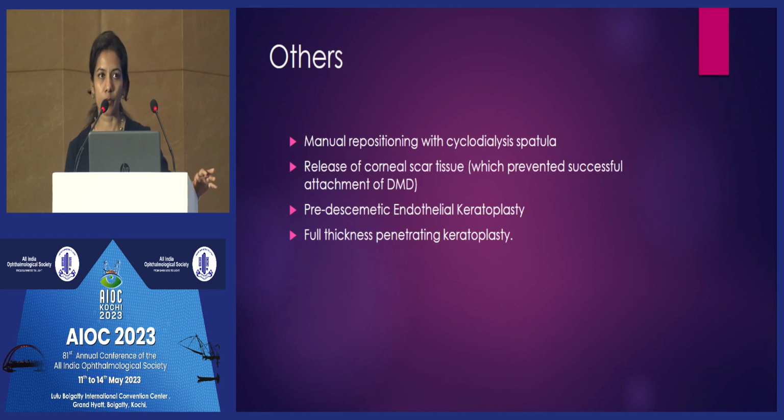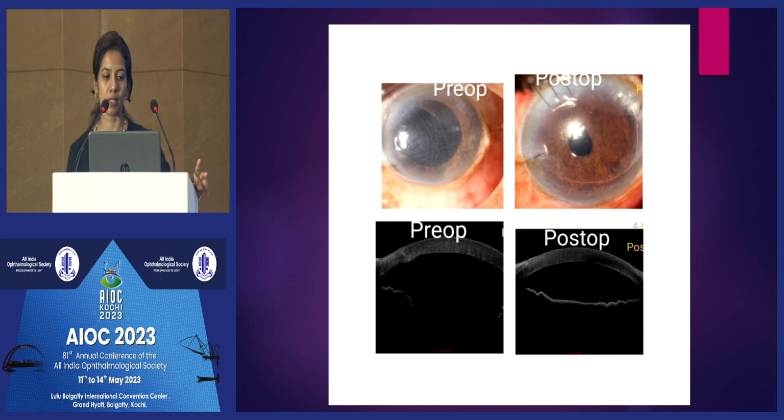And in cases where we have tried DM attachment, and sometimes maybe it is a long standing and the initial trauma was too much. In those cases, if you feel your air injections are not working, or the air injection has worked, the DM has attached, but it hasn't regained its functionality, then I think it's better to go in for an endothelial keratoplasty at that stage. These are some of the pictures, pre and post pictures of air injections.